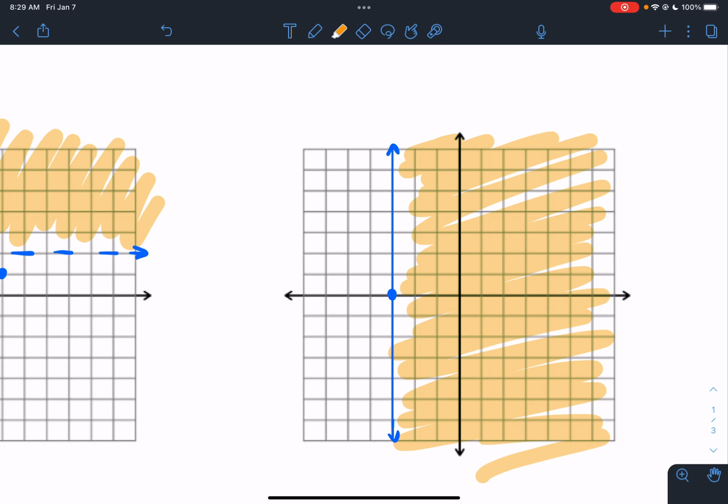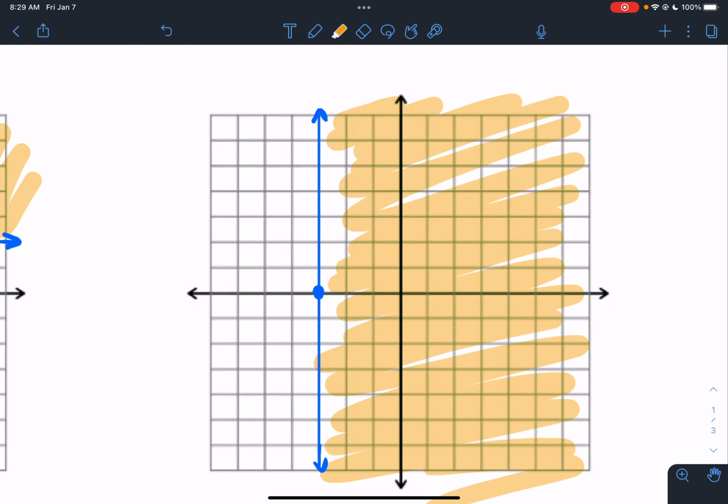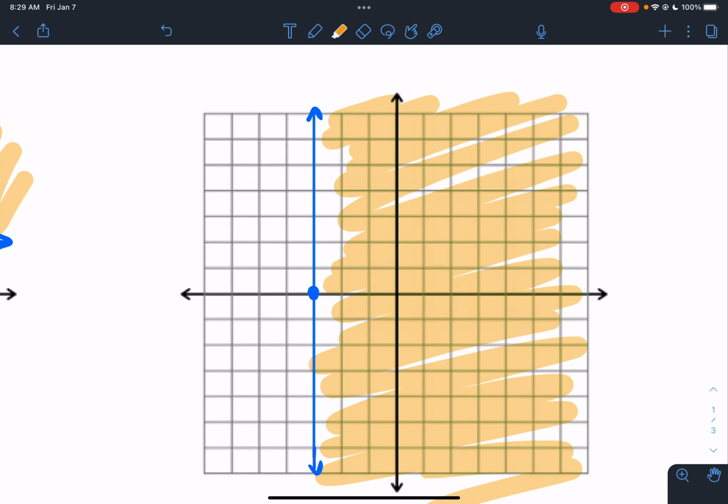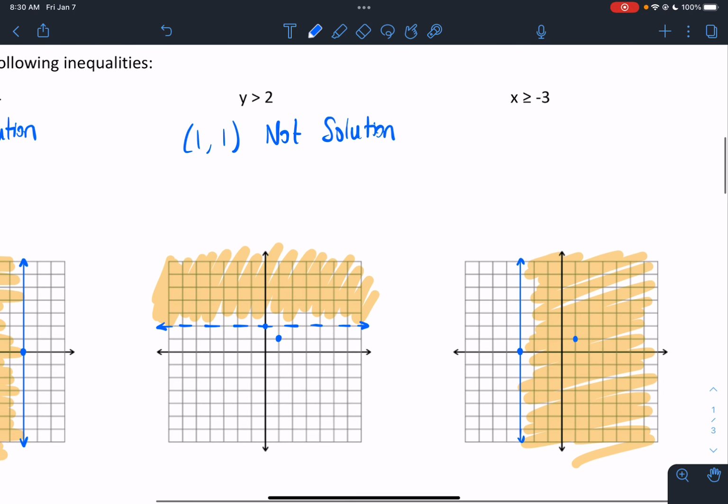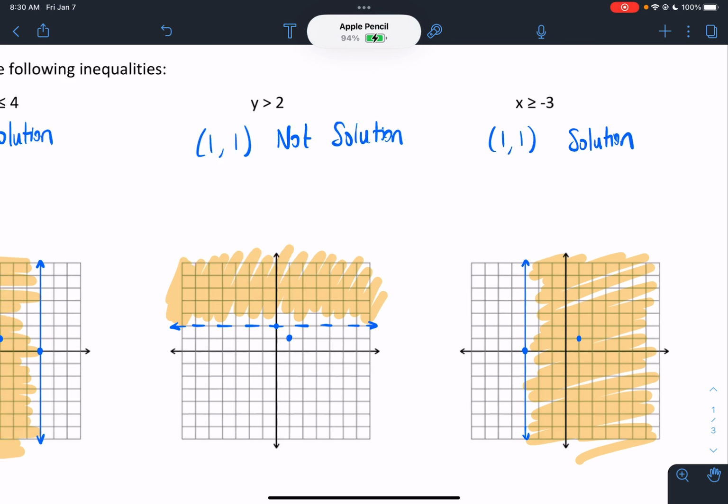Sometimes the mistake that we make is that people will stop shading where the y-axis is or one of the axes is. Just know that it is everything to the right of that blue line. And so again, if I use that same ordered pair 1, 1, is 1, 1 a solution? It is a solution, because it's in my shaded region. Okay.